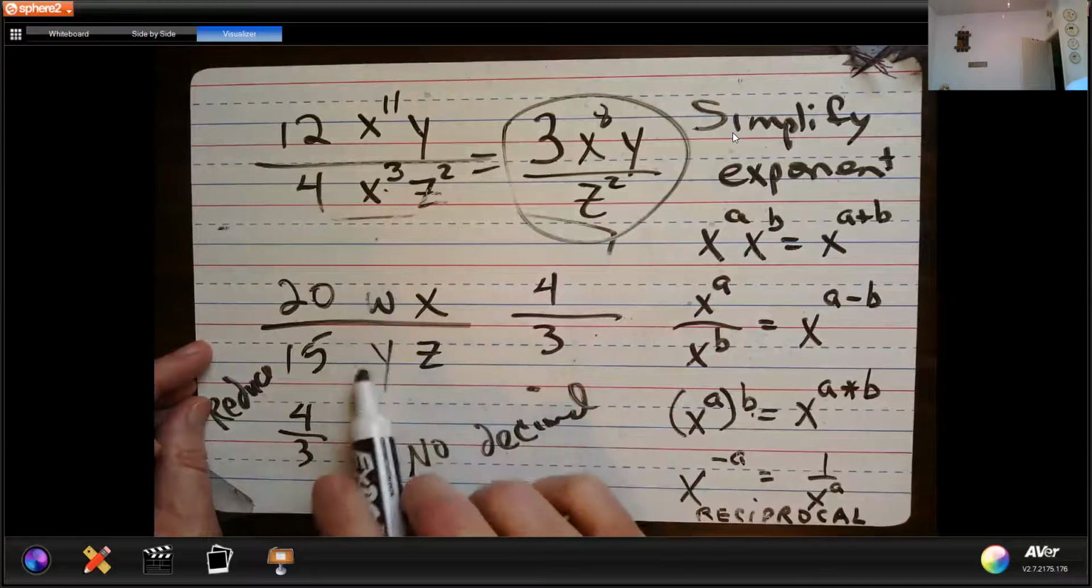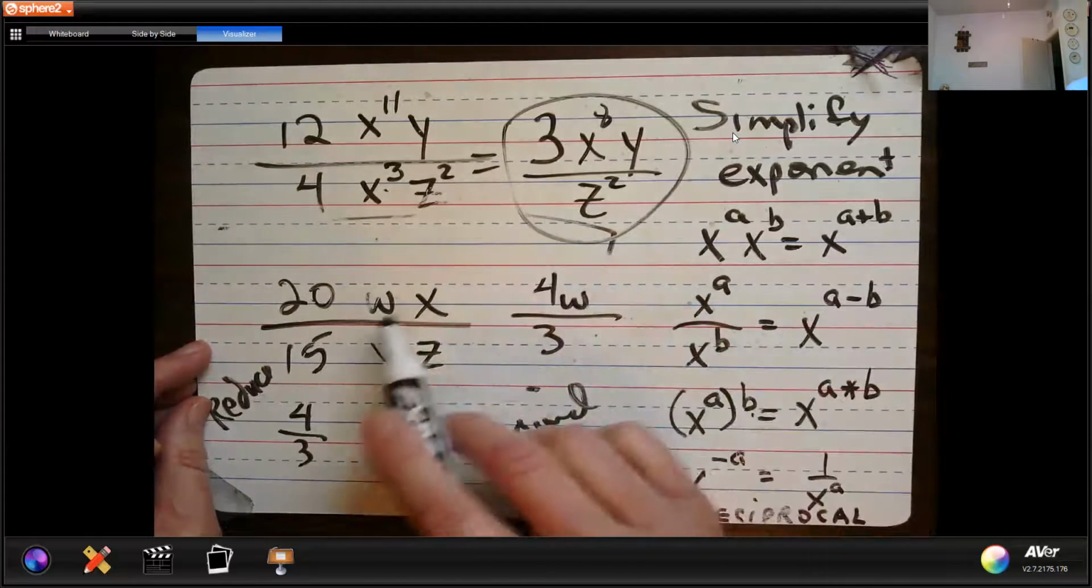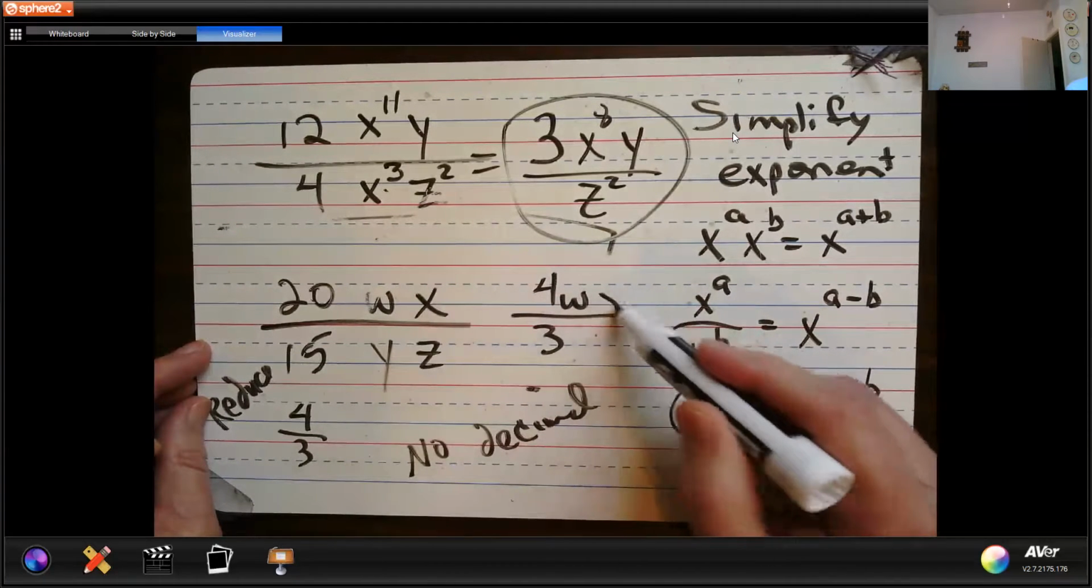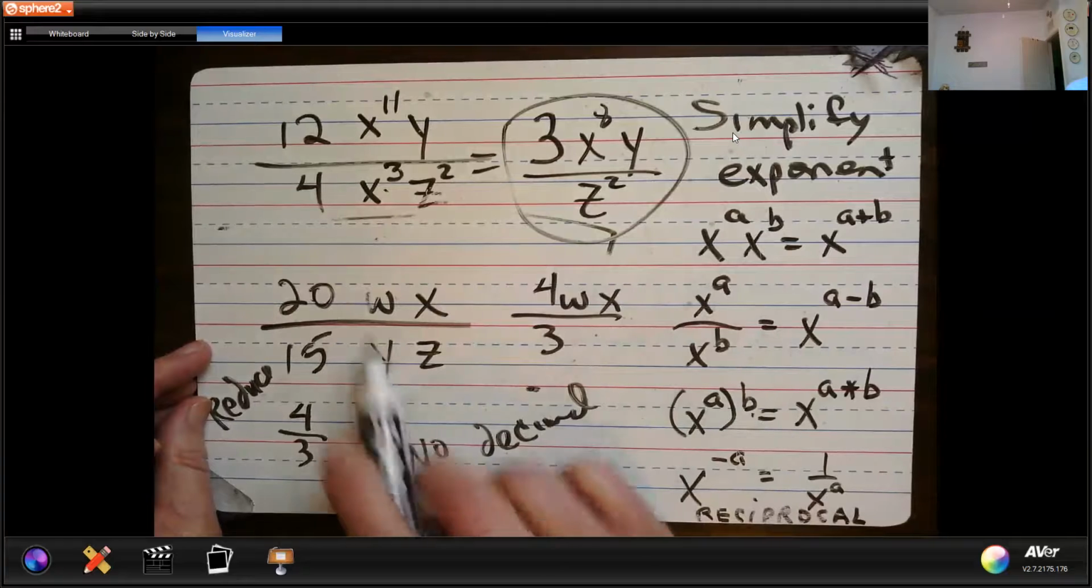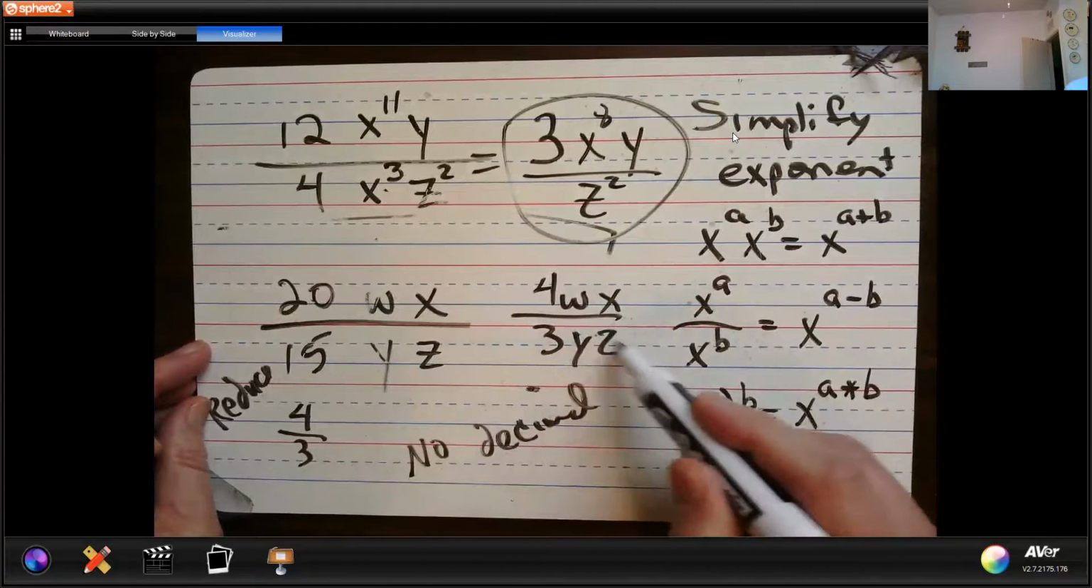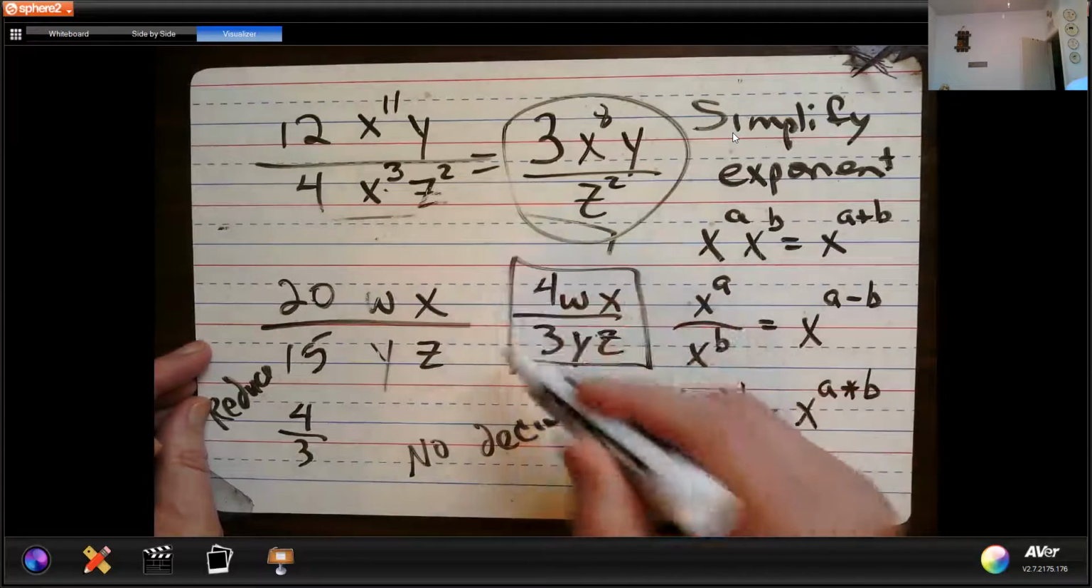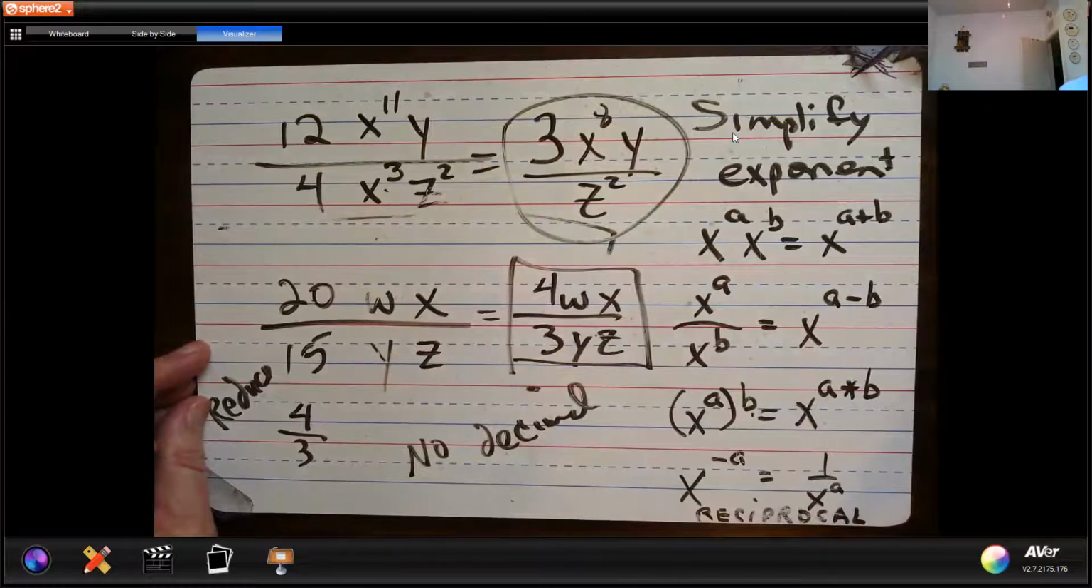What about this? Well, there's nothing to subtract, so it stays where it is. The same for the others. All those stay where they are. This would be the answer to that kind of problem.